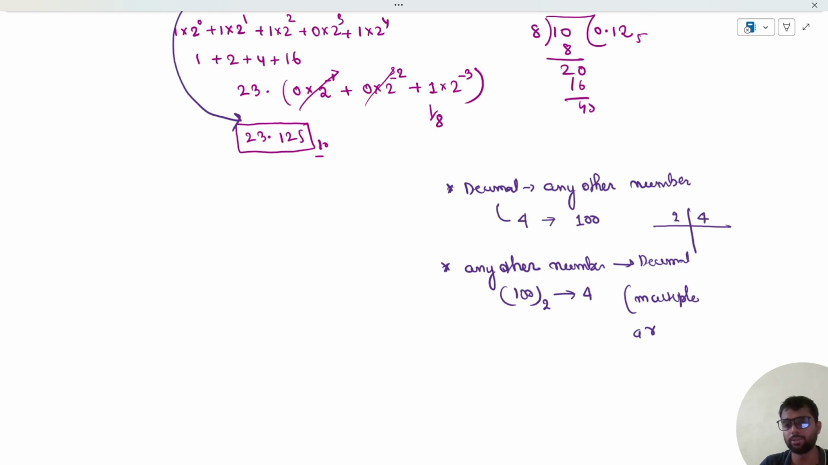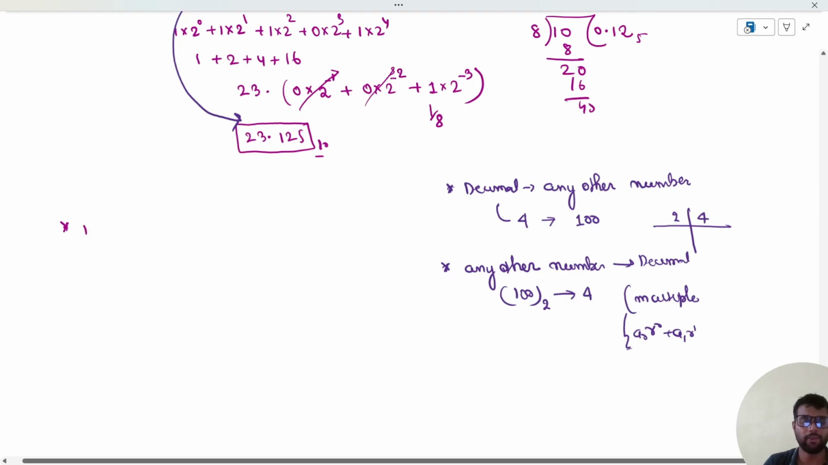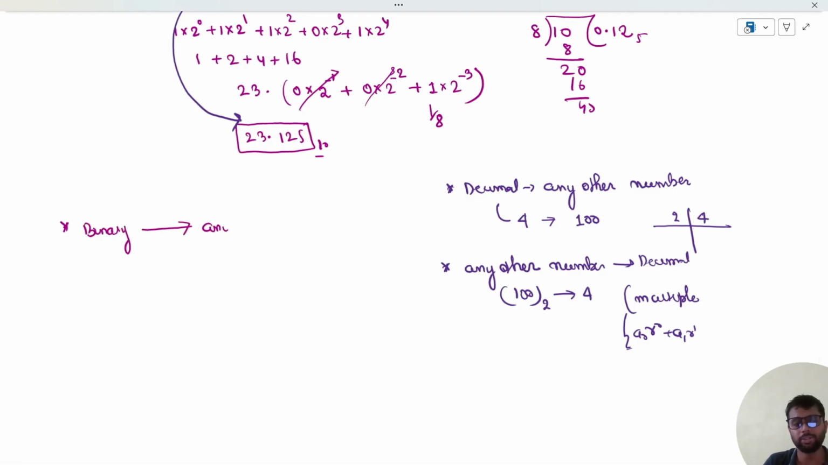Like r^k, a0 r^0 plus a1 r^1 technique. Okay. Now let us move to the another conversion. We have seen the two important conversions. Then we have binary to any other number system. And then we have any other number system to binary number system.